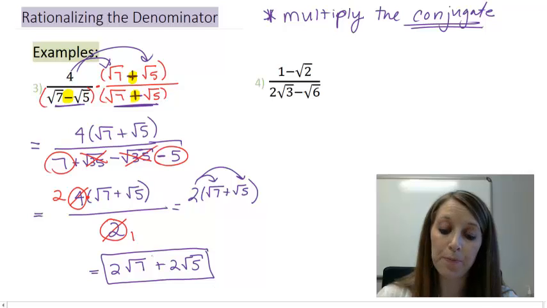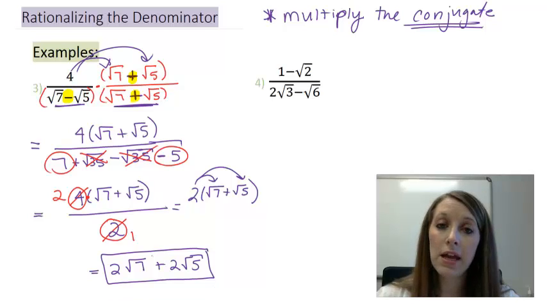So in example 4, your instructions are the same. Rationalize the denominator, but you want to simplify it as far as possible. So at this time, I suggest that you pause the video and work this one on your own.